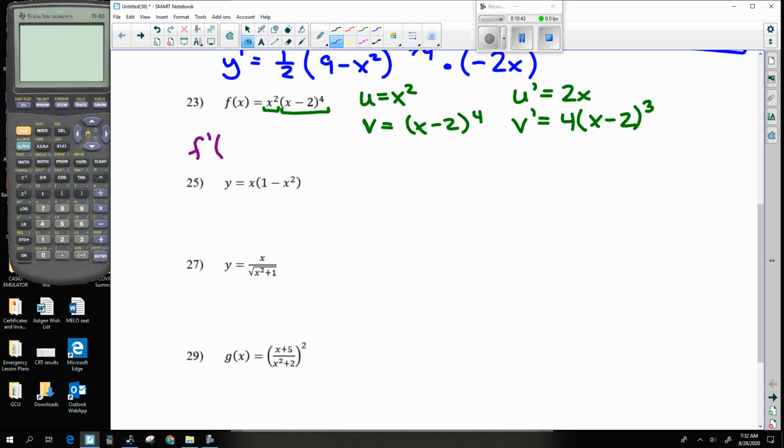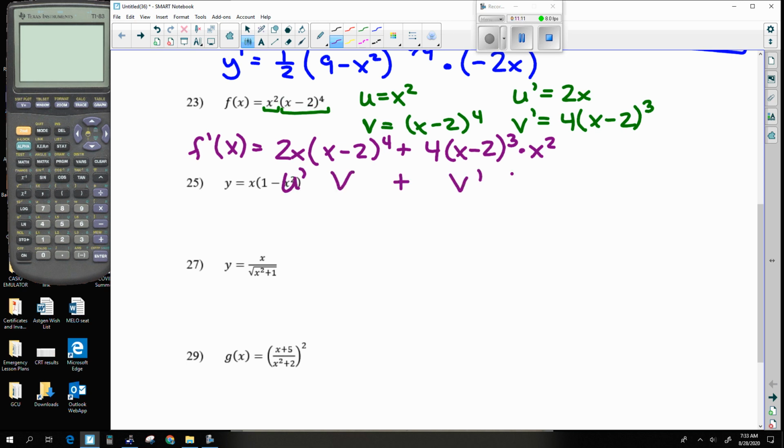All right. So now we can do the product rule. So let's go u prime v plus v prime u. So the first one was u prime v plus v prime u. Okay, again, it doesn't really matter the order, as long as you take the derivative of one and then the other.